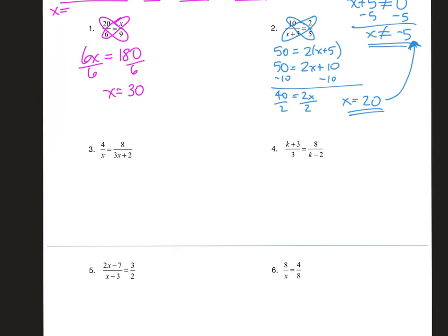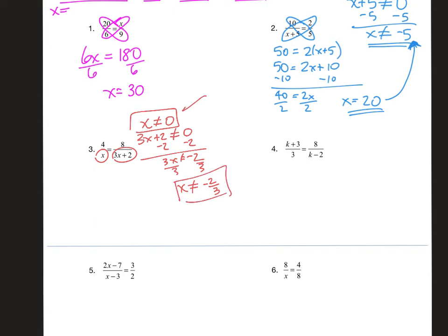Okay, so let's take a look at number 3. Now notice on this one that there are 2 separate denominators here that have a variable in them. So I need to solve both of those. So I want x not to equal 0, and I want 3x plus 2 not to equal 0. Now the top one's already solved, so I'm good there. But on the second one, I'm going to subtract 2 from both sides, and then divide both sides by 3. So x cannot equal -2/3. It also cannot equal 0 up here.